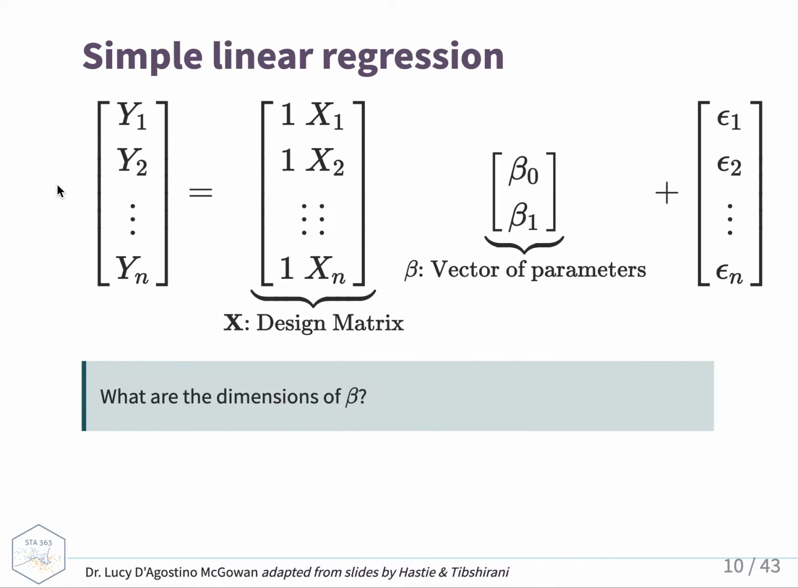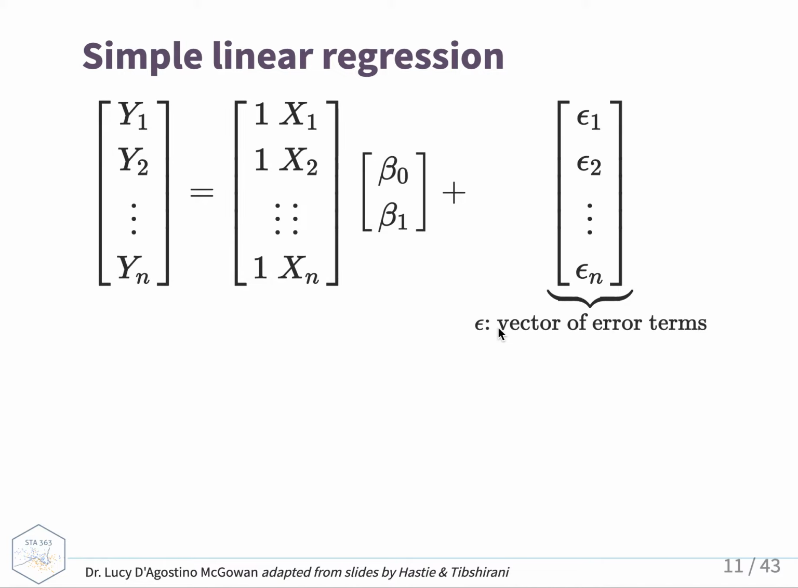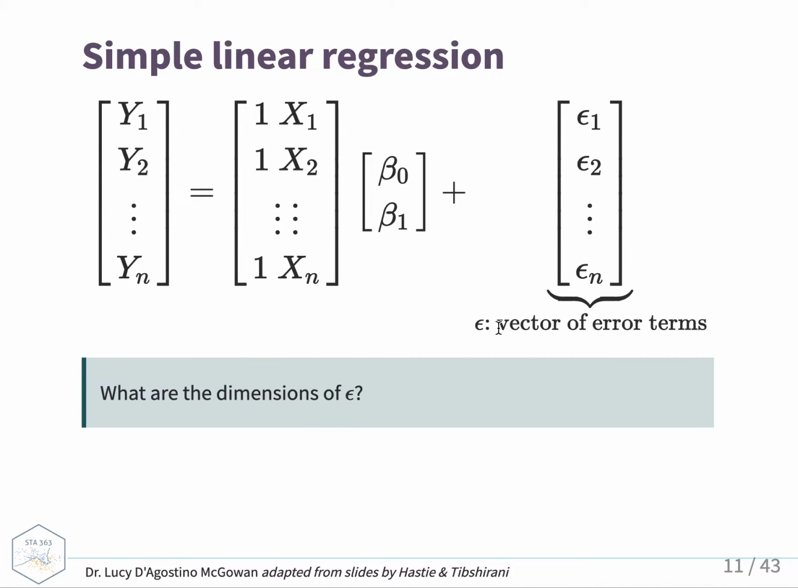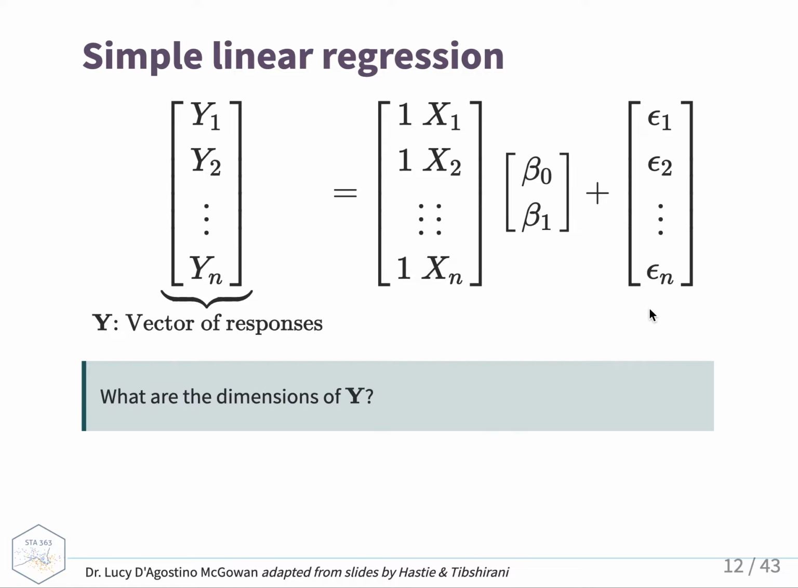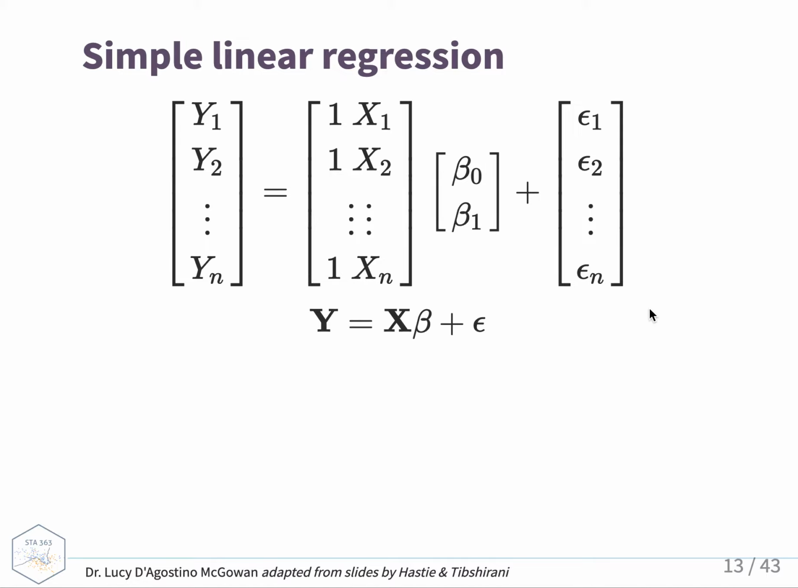What do you think the dimensions of beta are? Because this is an n by 2 matrix, this is going to be a 2 by 1 matrix, and that's going to allow you to multiply those together. And then, of course, you've got your vector of error terms. What do you think those dimensions are? It's going to be just one column with n observations. And then our vector of responses, that, again, is going to be just one column with n observations.